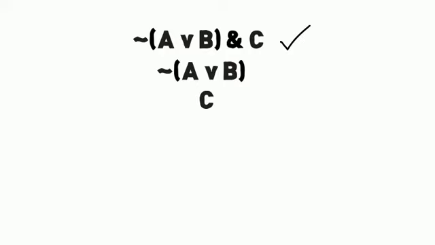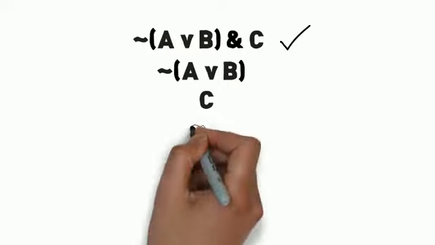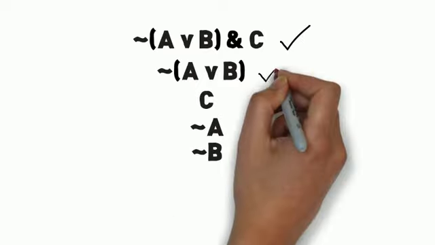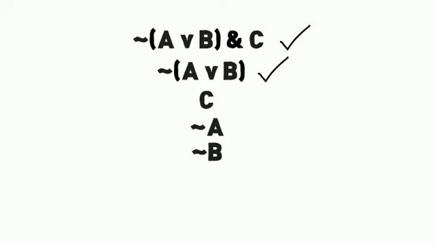In this case, one compound statement remains, not (A or B). Again, ask yourself, under what conditions would this statement be true? Well, a negated disjunction is true only if both of its disjuncts are false. So you'll need to write both not A and not B on separate lines at the bottom of the tree. Again, place a check mark next to the disjunction.